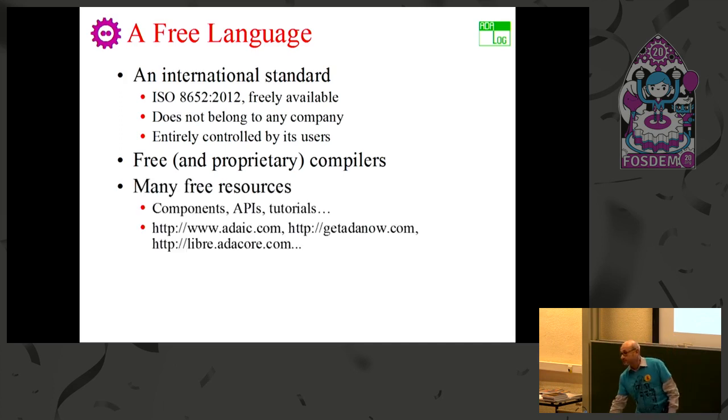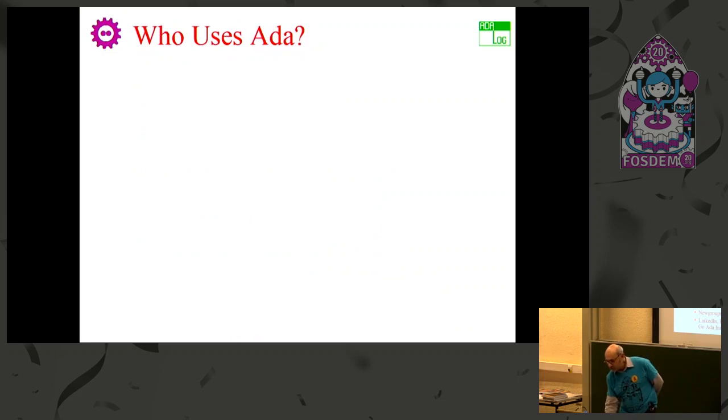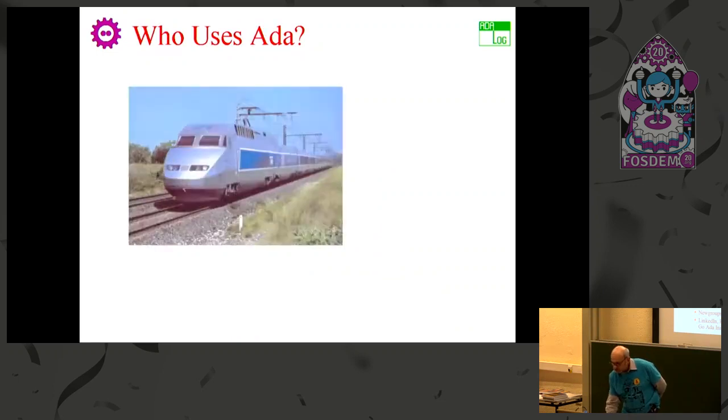You also have proprietary compilers. Well, that's normal. That's the world of business. Many free resources are available. And you have a dynamic community. So you have newsgroups and groups on all the usual social media.